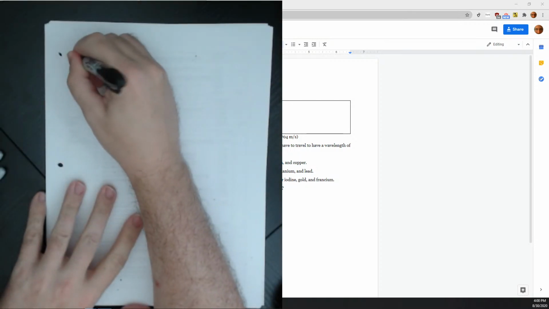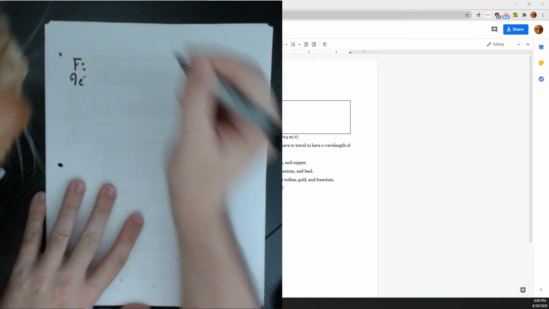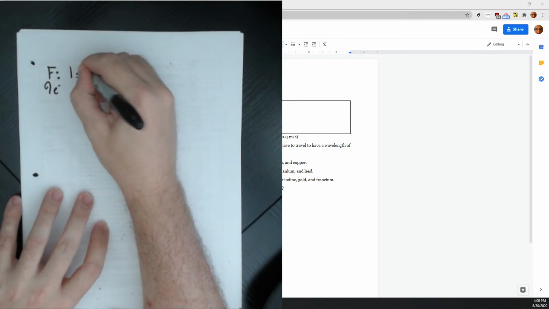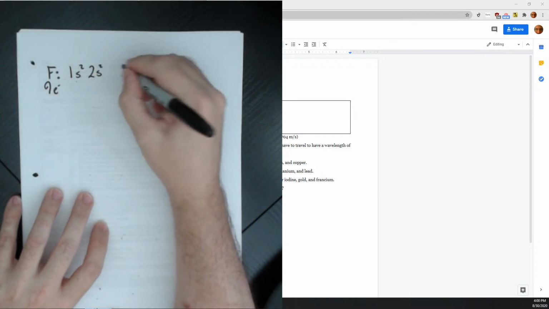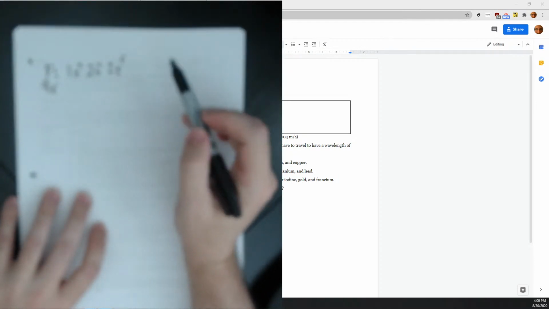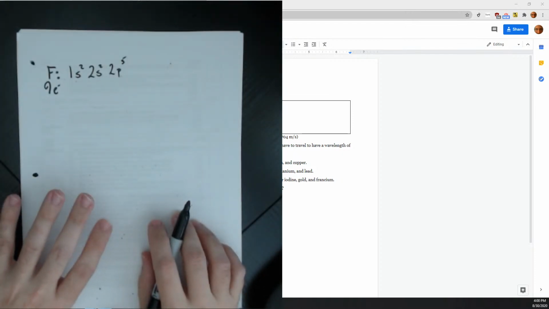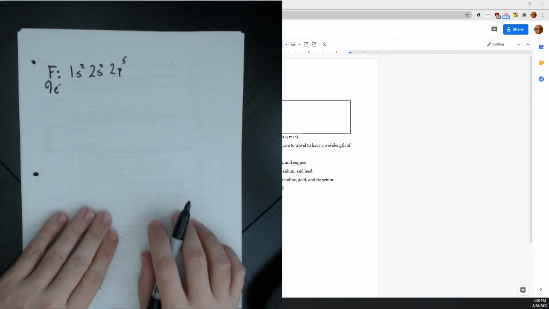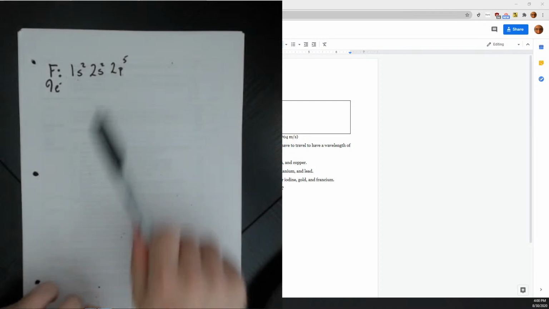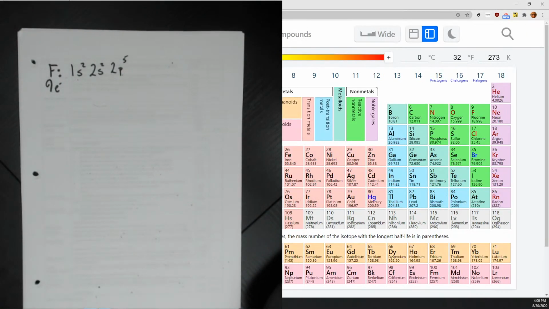Fluorine has 9 electrons. So 1s2, 2s2, 2p5, 2 and 4 and 9. All right, so that is the electron configuration for fluorine. I knew that I had to stop at 2p5 because, once again, we come over here. Fluorine is in the second row, 1, 2, it's in the p block, and then 1, 2, 3, 4, 5, the 5th column. So we're stopping at 2p5.